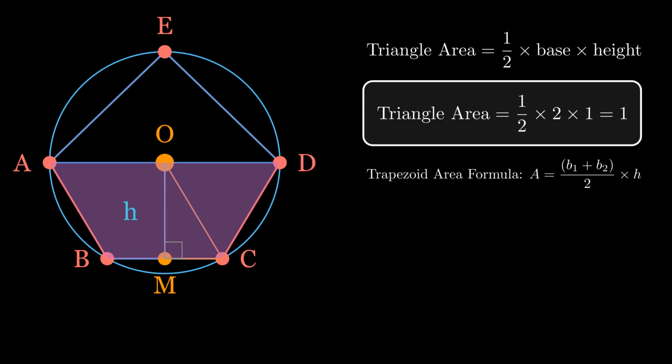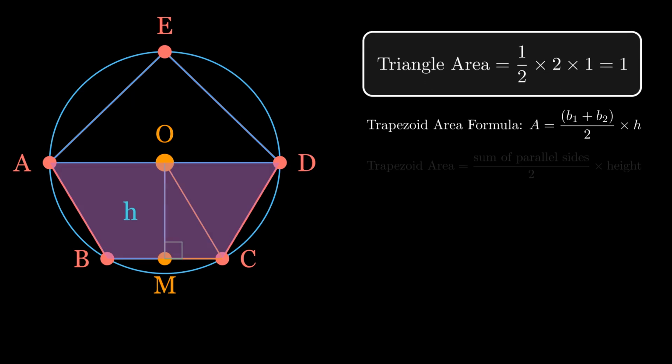For any trapezoid, the area equals the average of the parallel sides times the height. This formula works because a trapezoid can be seen as the average of two rectangles. Now we apply this formula to trapezoid ABCD.